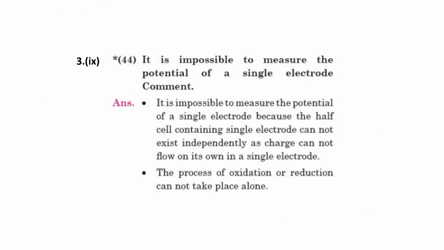Ninth question. It is impossible to measure the potential of a single electrode. Comment. Answer. It is impossible to measure the potential of a single electrode because the half cell containing single electrode cannot exist independently as charge cannot flow on its own in a single electrode. The process of oxidation or reduction cannot take place alone.